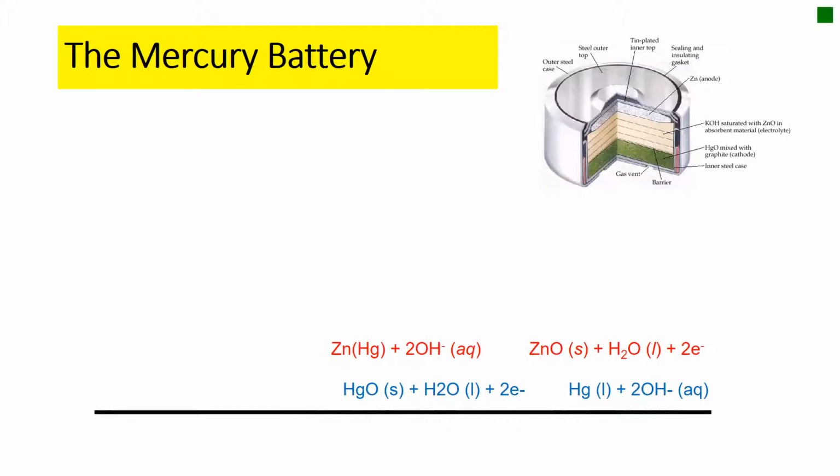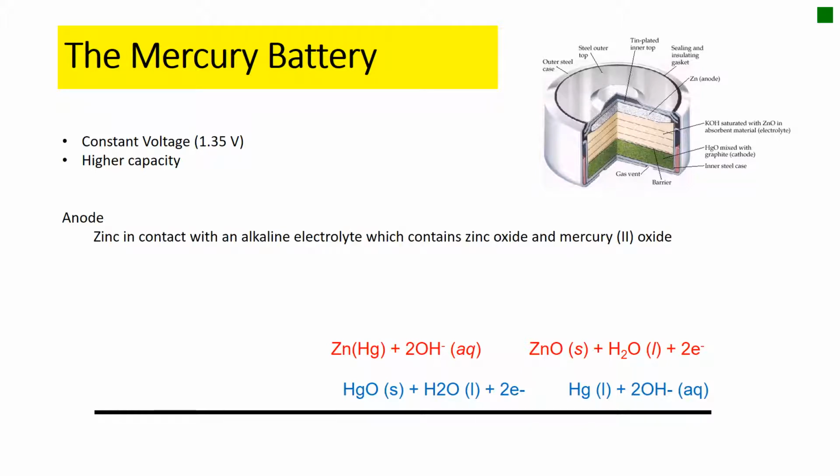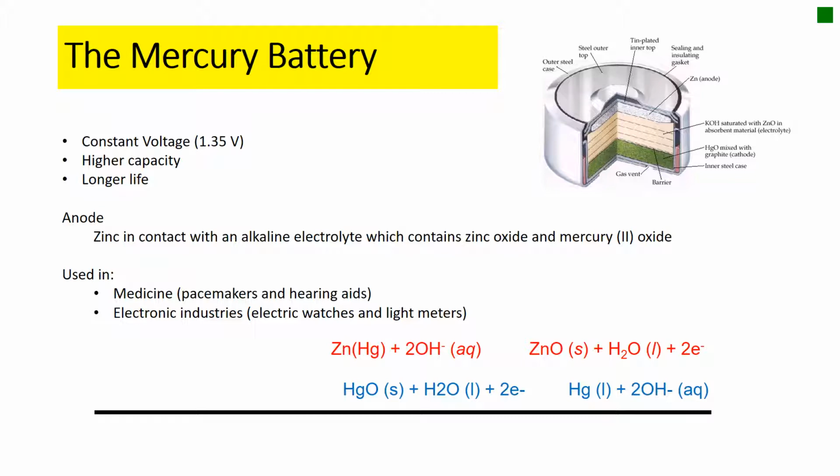Now we're going to jump into the mercury battery. It has a constant voltage of 1.35 volts. It has a higher capacity and a longer life. The anode is zinc in contact with the alkaline electrolyte, which contains zinc oxide and mercury oxide. It is used in medicine such as pacemakers and hearing aids, the electronics industry, and electric watches and light meters. So here you have your anode, your cathode, and your overall reaction.